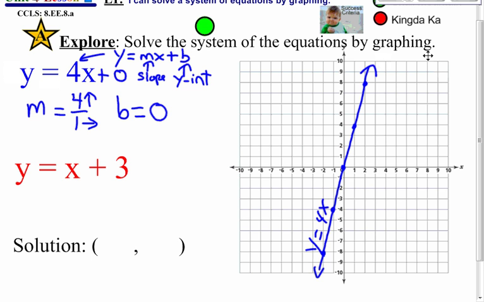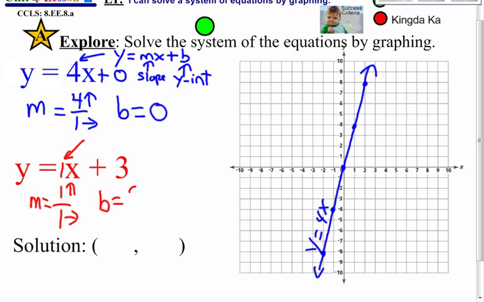For the second linear function, it's y equals x plus 3. There's a 1 that is understood in math when you just put x. The coefficient is 1. That's the number before x. I'm going to identify the slope as 1 over 1. That's the rise over run. I'm going to put my arrows up and to the right.